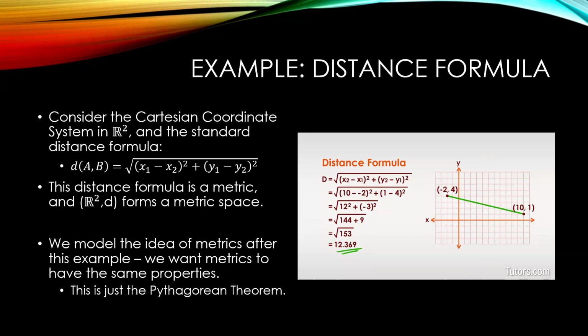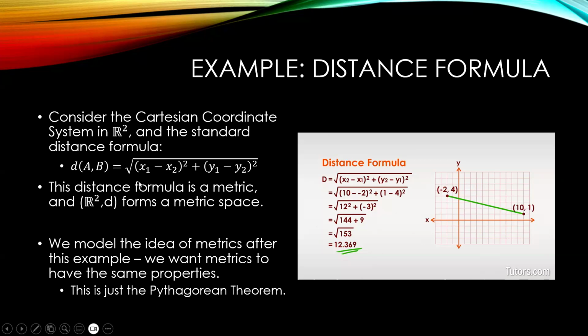If you're trying to find the distance from one point to itself, you're going to get 0. If you're finding the distance from one point to anywhere else, well, you're going to get a number which is greater than 0. If you're trying to flip it, and so if we're going from (negative 2, 4) to (10, 1), or if we're going from (10, 1) to (negative 2, 4), that distance is going to be the same thing. And then it's also going to satisfy the triangle inequality.